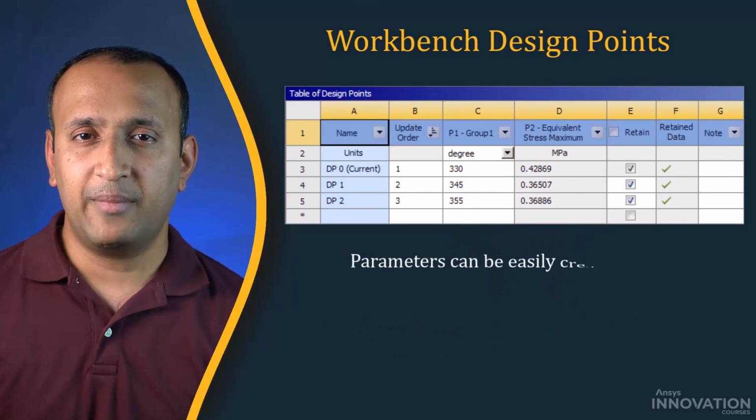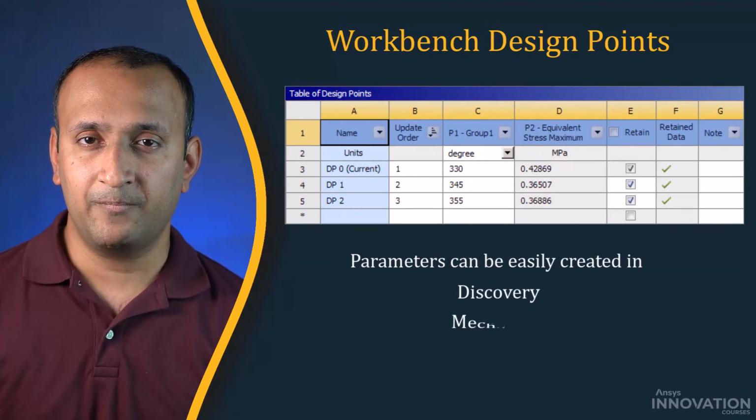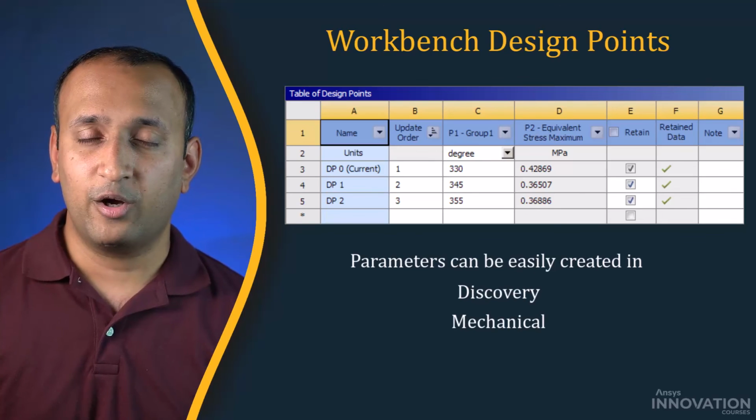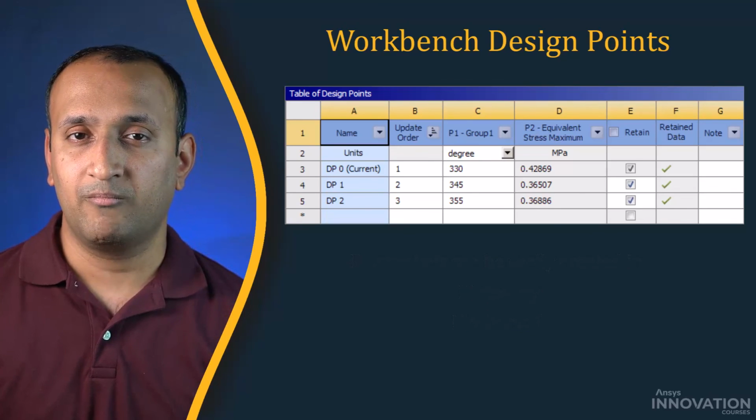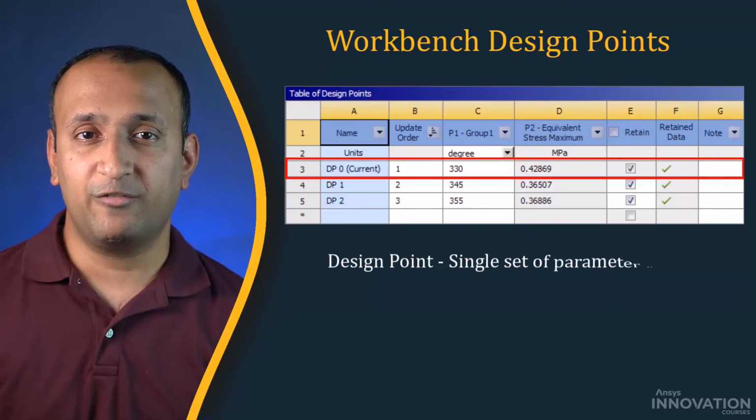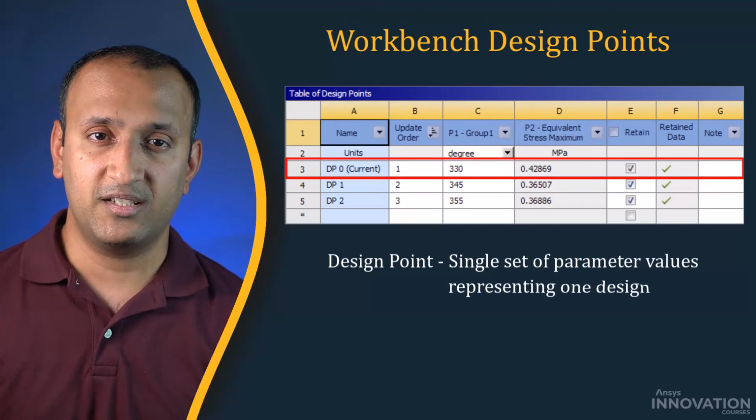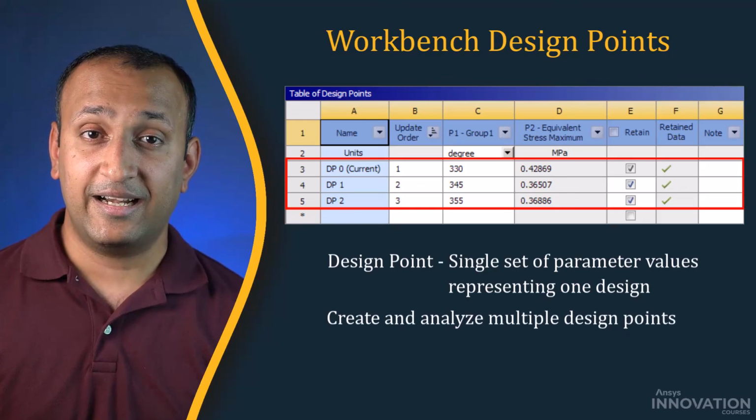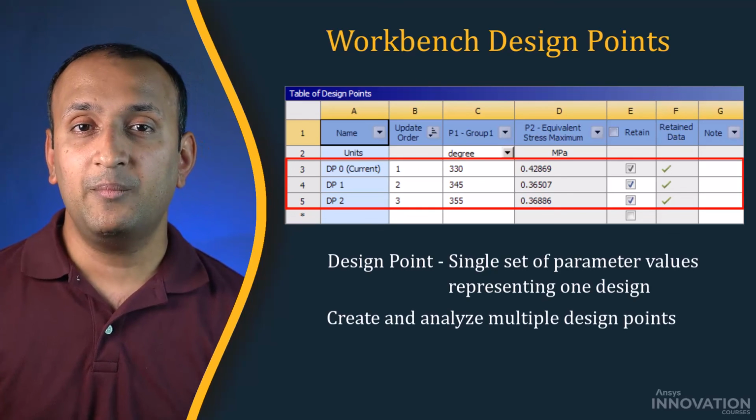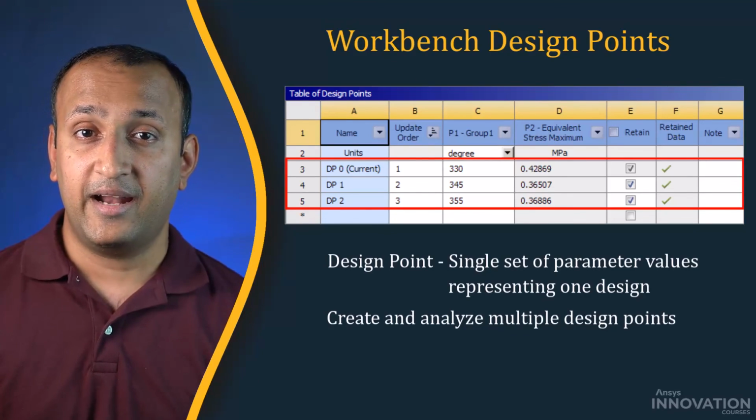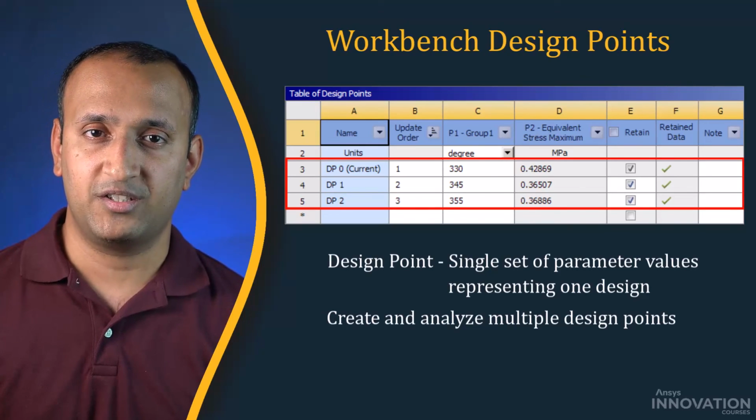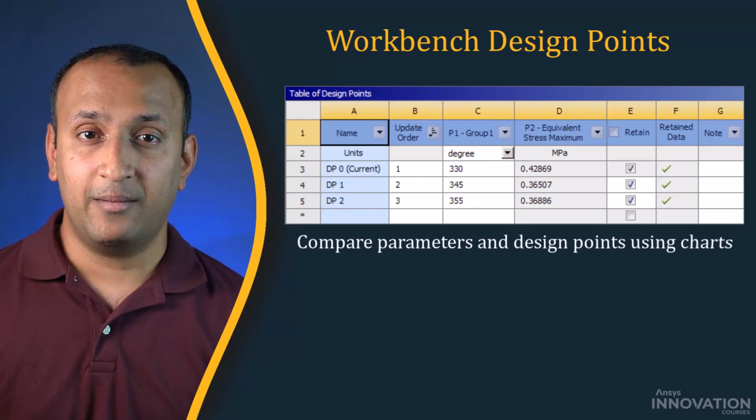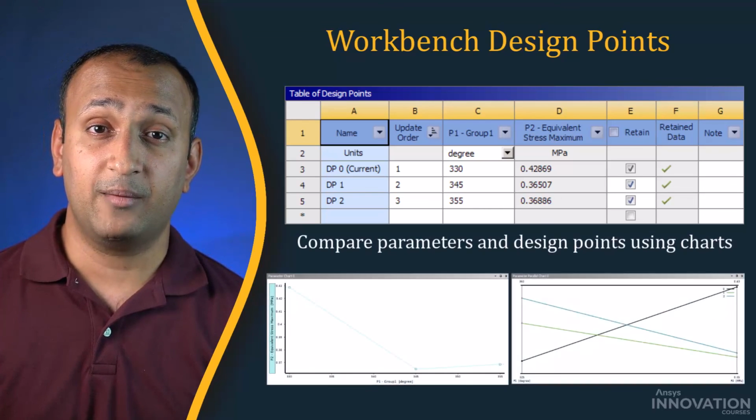Features can be easily parameterized for the model in CAD software, specifically in Discovery and in Mechanical by just a click of a checkbox. A design point is a single set of parameter values representing one design. By varying the input parameters, and calculating the corresponding outputs, multiple design points can be created and analyzed using the table of design points. The design points can be compared with the help of parameter chart and parameter parallel chart.